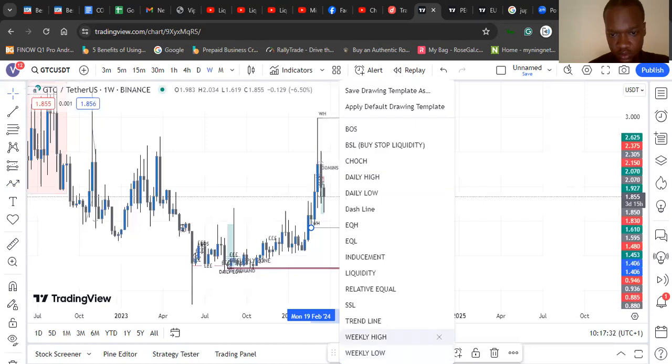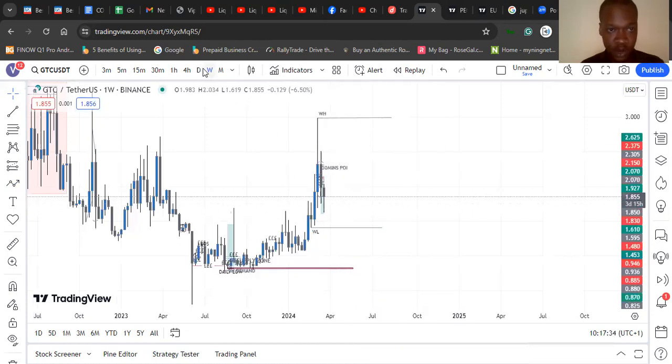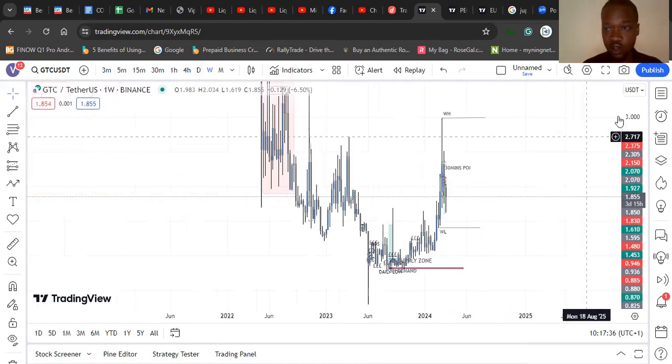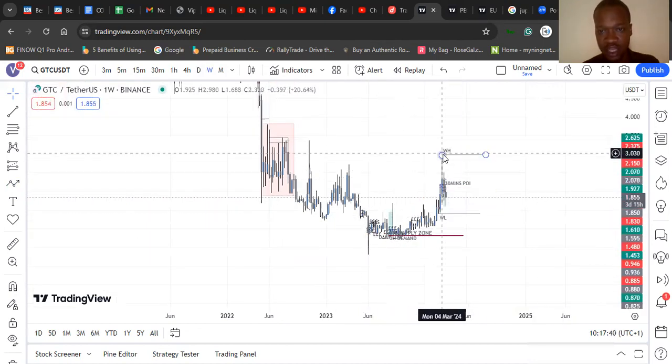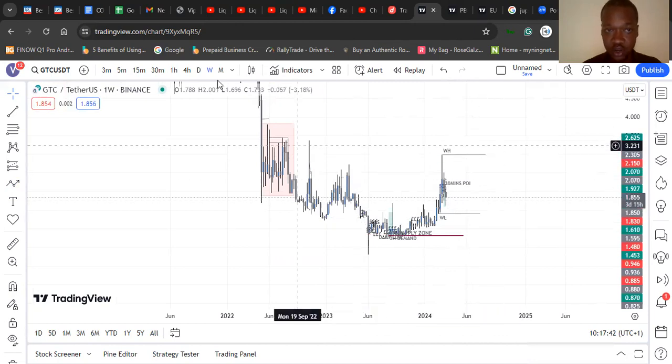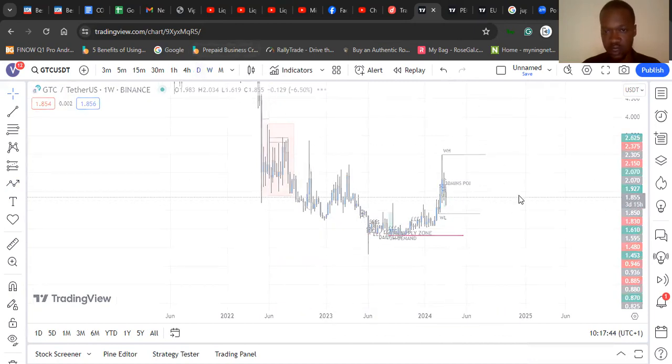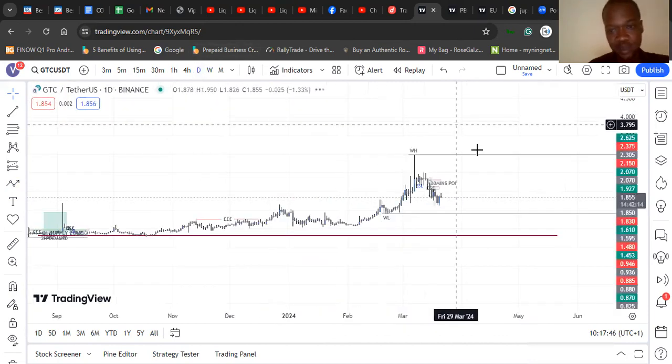Sorry, our weekly low. Now let's scale it down. Now we've seen that on the higher time frame, the market was already saying it's bullish, and now it has changed sentiment, it's already bearish. So we're going to the daily. Let's see what it is also saying.